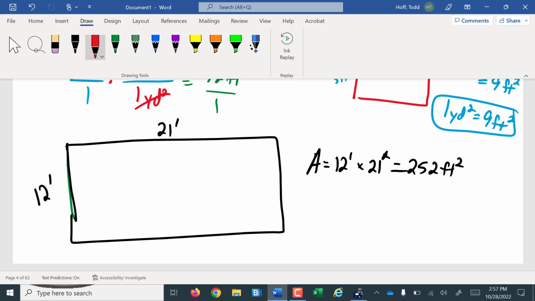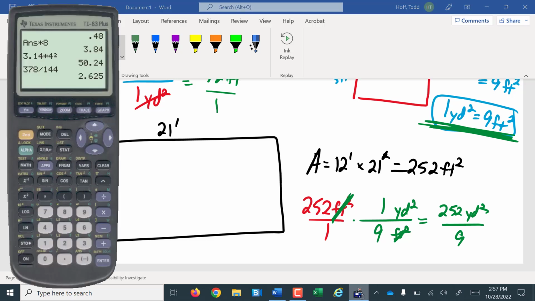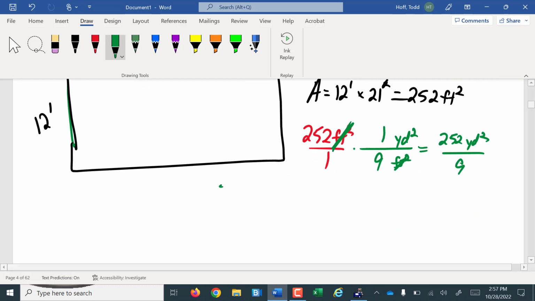Nope, no triangle there. But now if I want to convert that into yards, square feet on bottom, square yards on top. 1 square yard is how many square feet? 9. So 252 times 1 is 252 square yards. 1 times 9 is 9, so we'll divide by 9. I believe that comes out to what, 28 or something like that? 28 is correct. 28 square yards.